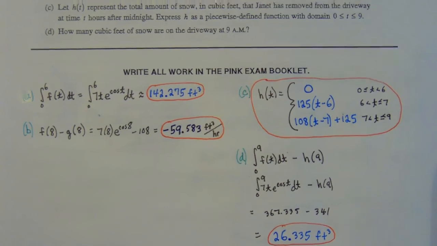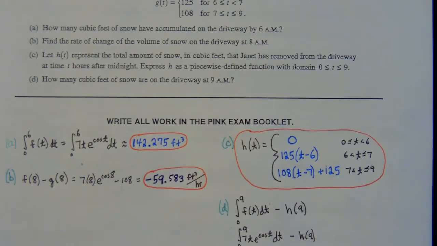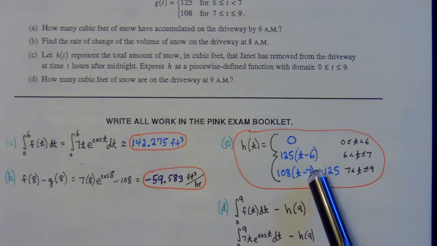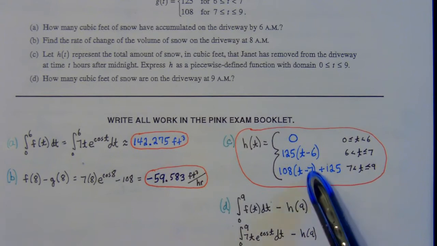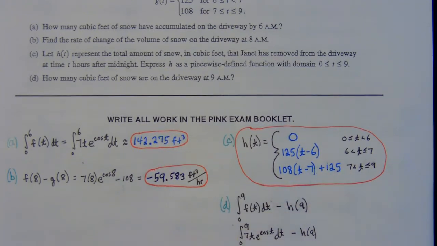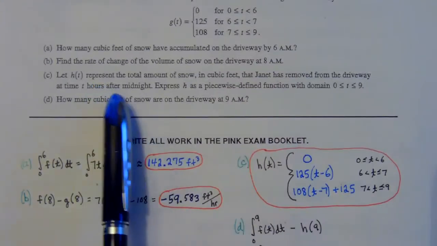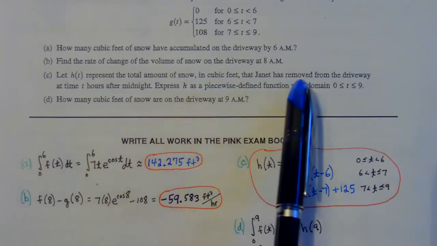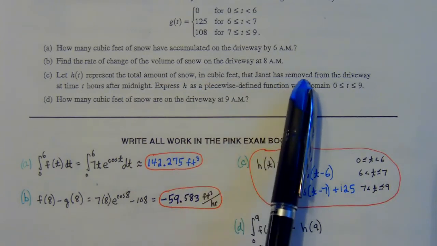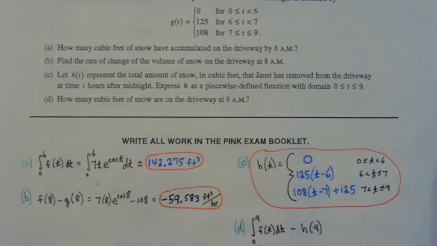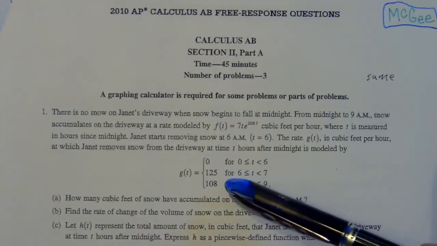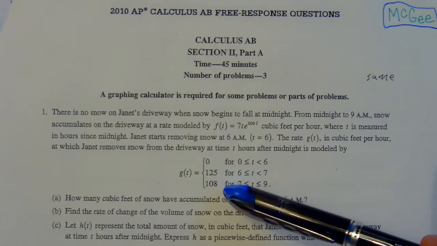All right, now letter C. I think this will make sense once I explain it. The first time I was trying to do it from scratch, so I used a slightly different approach to come up with this, and I think I made it too complicated, but I eventually got this answer. Now I'm just going to try to use some common sense and reason this out a little bit. H of T represents the total amount of snow that she has removed from the driveway. So that's going to involve something like the integral of G.